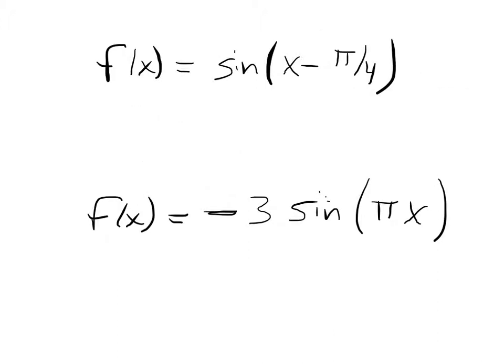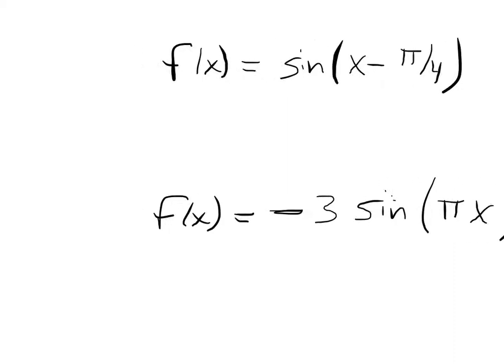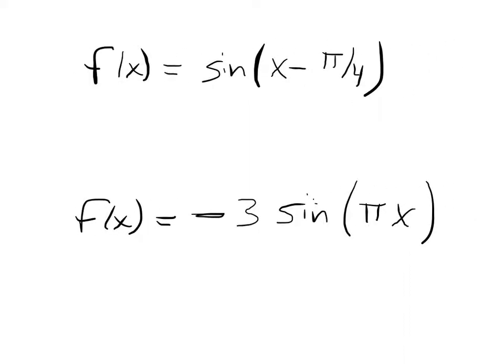How about these two? We have replaced x with x minus pi over 4. That's going to move our sine function right pi over 4 units. So if we had originally our sine function here, we're going to slide it, and this is pi over 2, it's going to slide over right pi over 2 units.